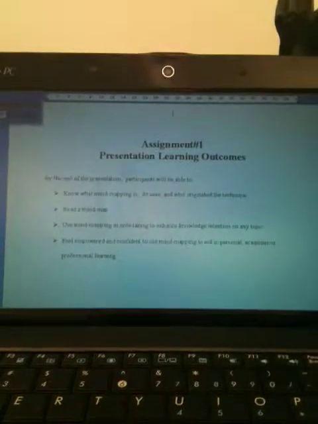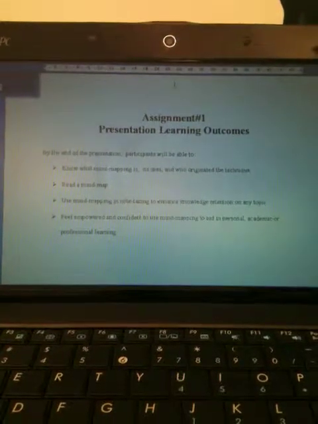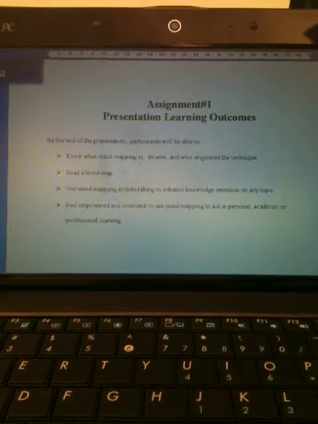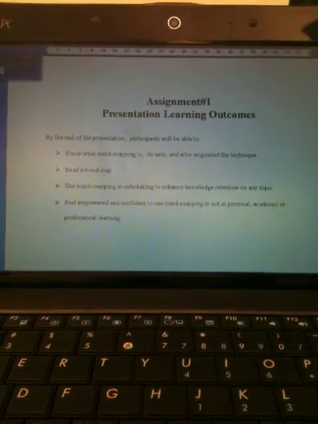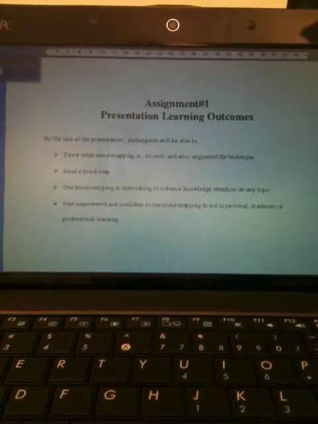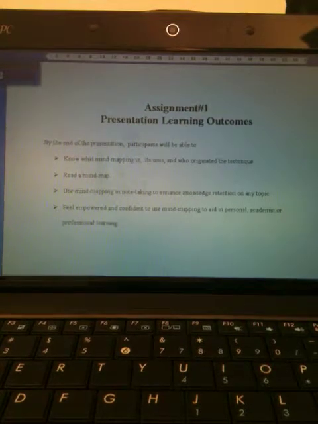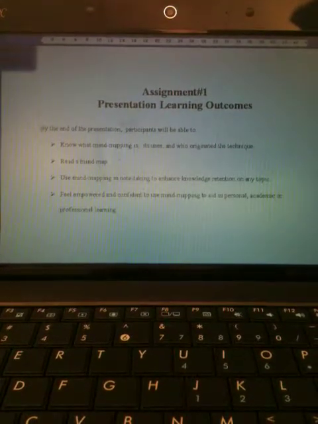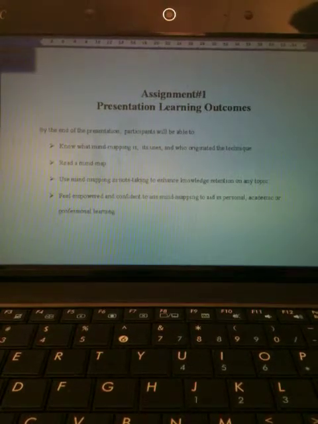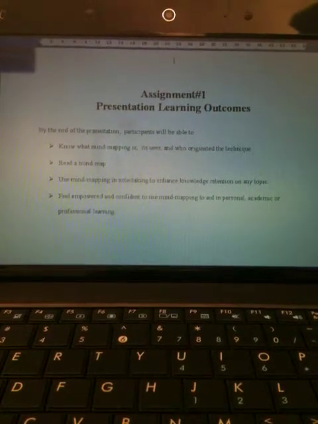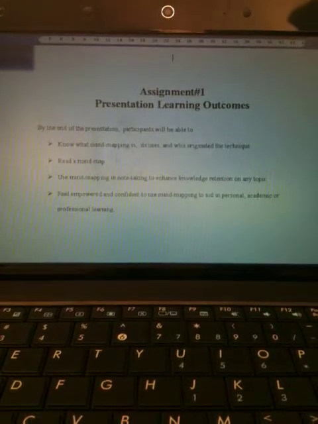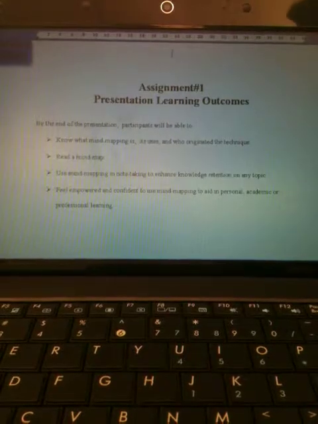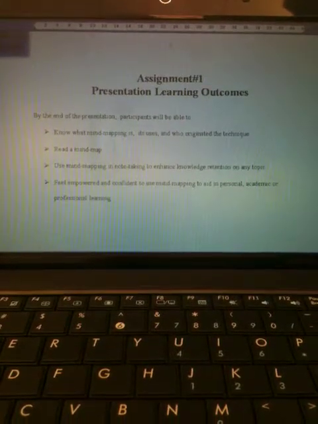Okay, assignment 1, presentation learning objectives. By the end of this presentation, participants will be able to: 1. Know what mind mapping is, its uses, and who originated the technique. 2. Read a mind map. 3. Use mind mapping in note-taking to enhance knowledge retention on any topic. And finally, 4. Feel empowered and confident to use mind mapping to aid in personal, academic, or professional learning.